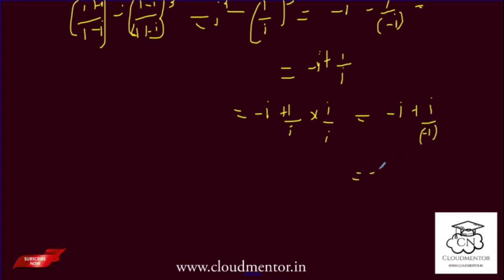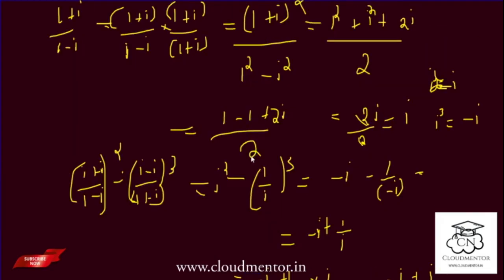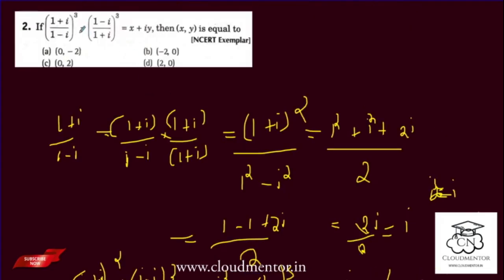So that is minus i minus i minus i minus i, that is minus 2i. So we got minus 2i, and we know from the question that this one is equal to x plus 2y, and this one we got as minus 2y minus 2i. So we can write minus 2i is equal to x plus iy.